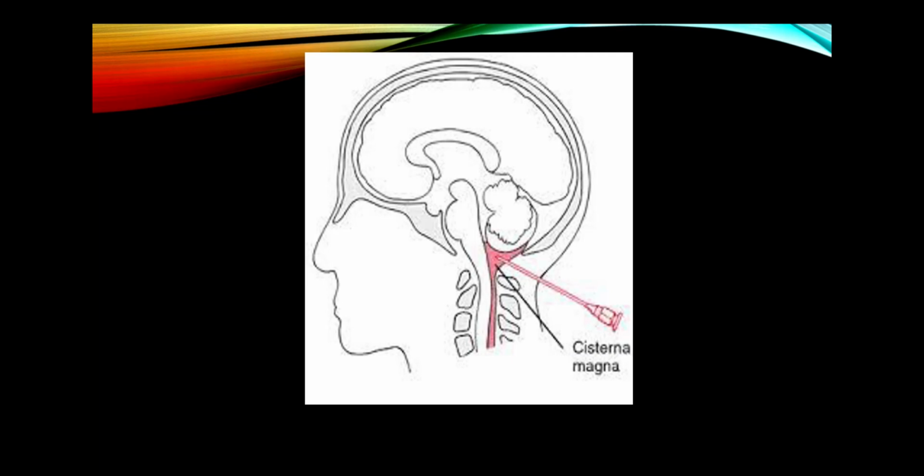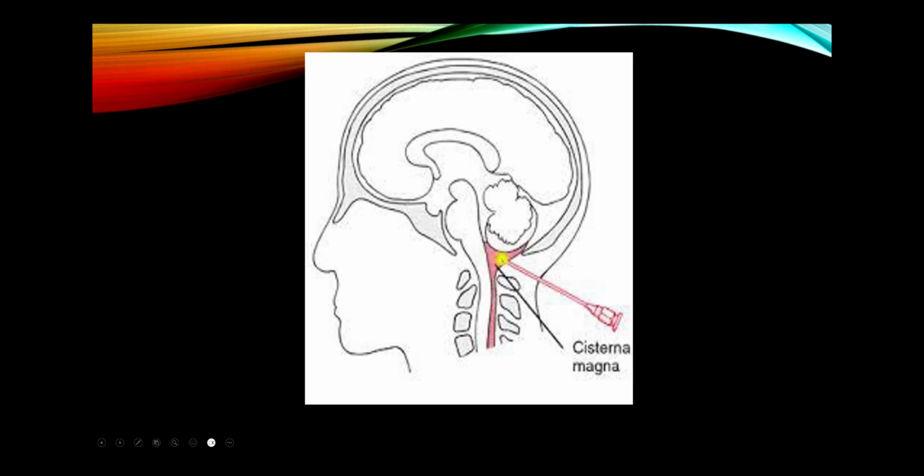Here is the cisterna magna. All right, so this is still subarachnoid space. It's just a focal enlargement. Okay, we can see it's kind of between the medulla and the cerebellum here.